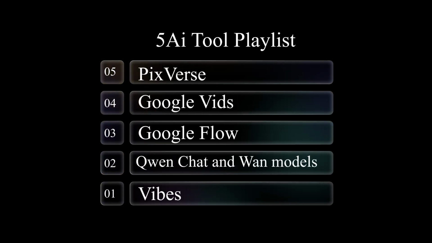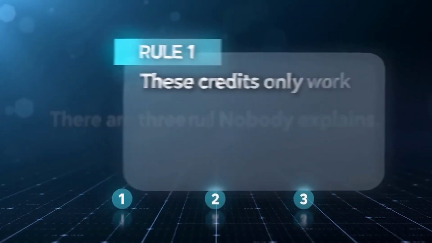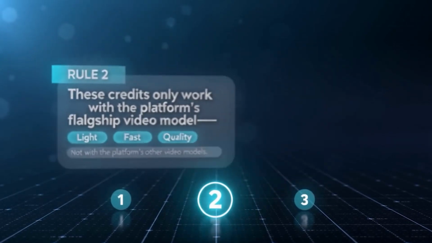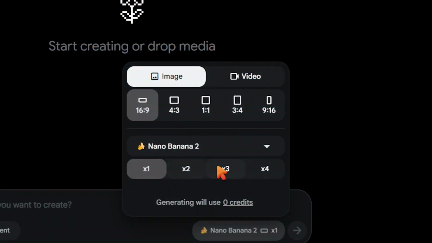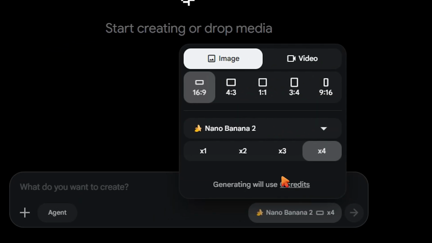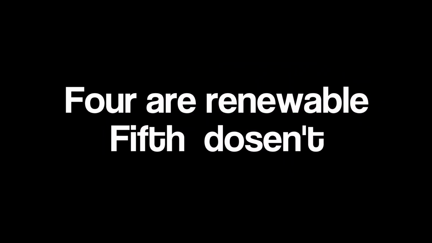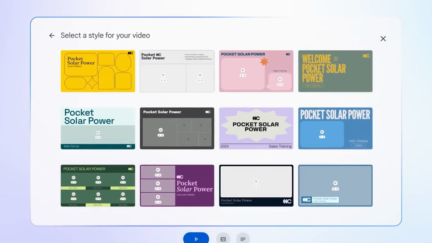You now have 5 platforms, the image before video rule, the exact math on Flow's credits, and the trick of generating free images upstream. None of these 5 are unlimited in the strict sense. 4 are renewable, and the 5th just hides its counter. Use each one for what it's actually good at, and know its real limit going in.